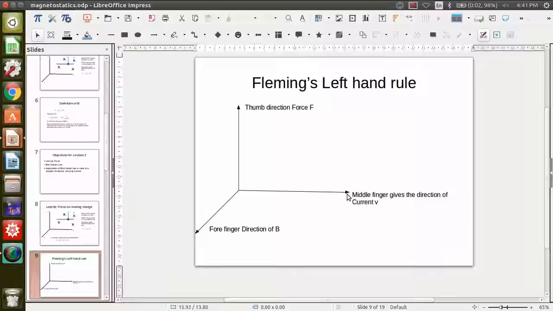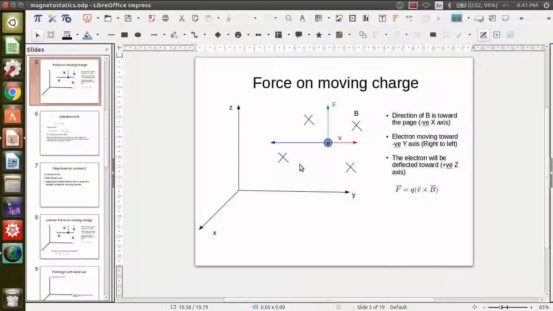So previously in this case, the current was in this direction, the magnetic field was in this direction. Now you can place your fingers. Your middle finger will be in this direction, your forefinger will be pointing inwards, so the resultant thumb will be pointing in this direction, so it will give you the direction of the force.